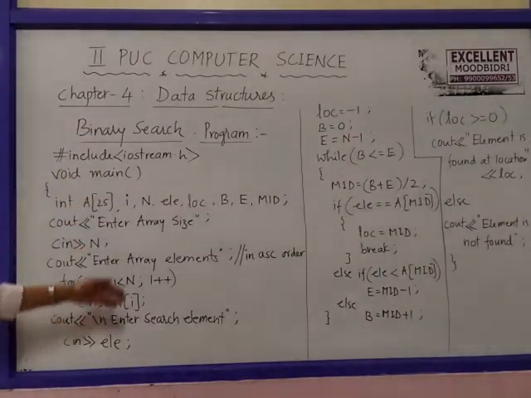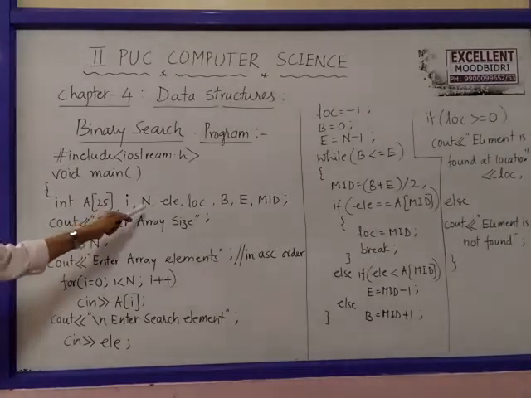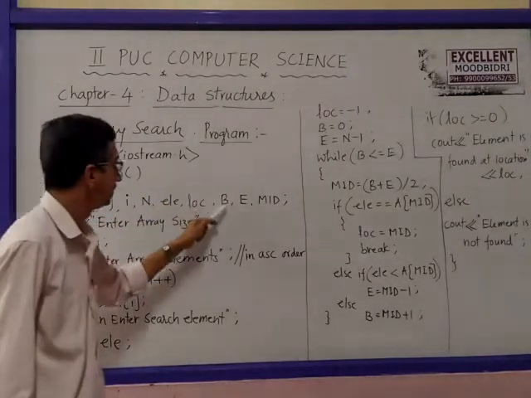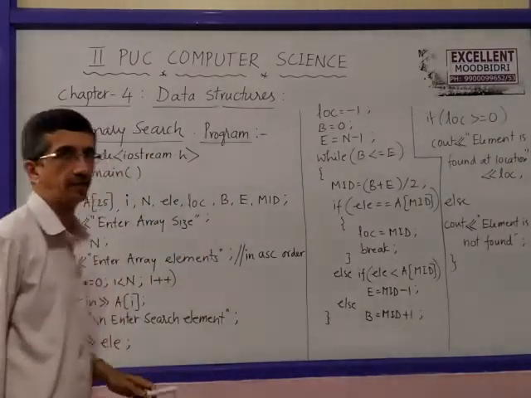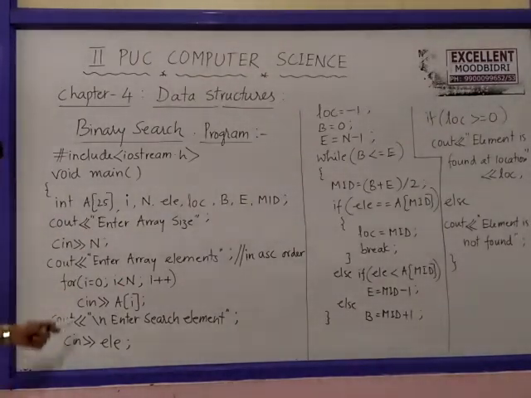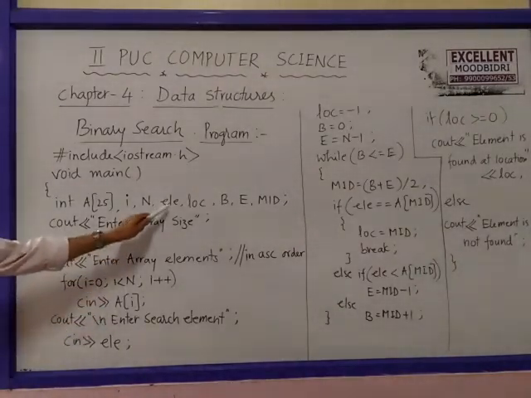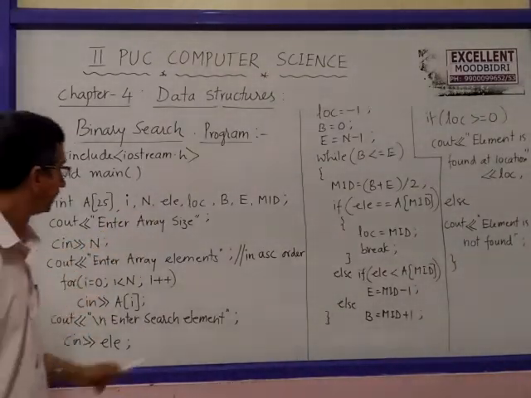Now let us see the program. I have written the program here. Void main, int a of 25, i, n, element, location, b, e and mid. These are the variables. Enter the array size and enter the array items. As usual, input the array items. Next, enter the search element, ELE. Search element is ELE.